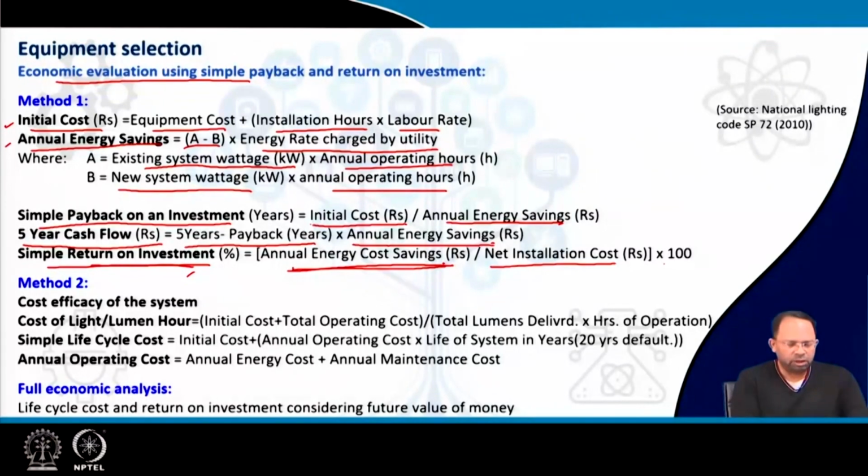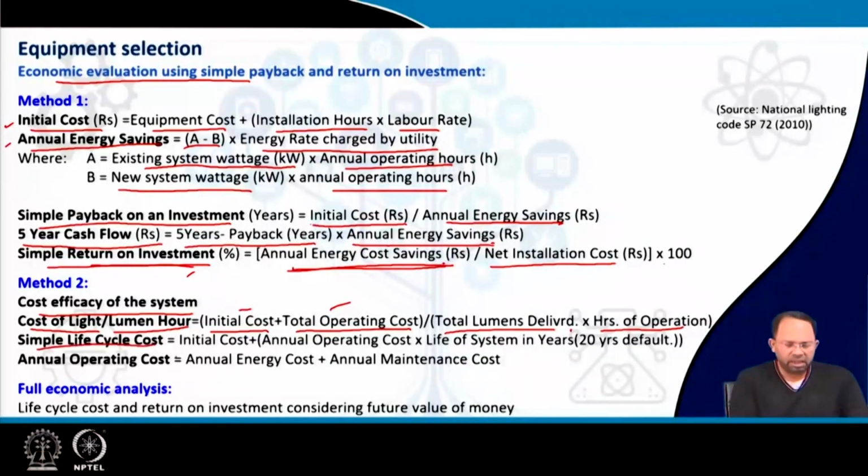Now the second method is to look into the overall cost efficacy of the system, instead of just the amount of money that we are investing and when we are recovering. Here we look into cost of light per lumen hour, which includes the initial cost of the light plus total operating cost, divided by total lumens delivered times hours of operation. That means for per unit amount of light delivered, what is the amount of investment I have made.